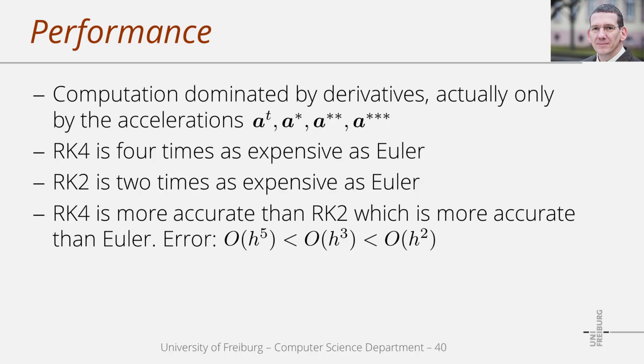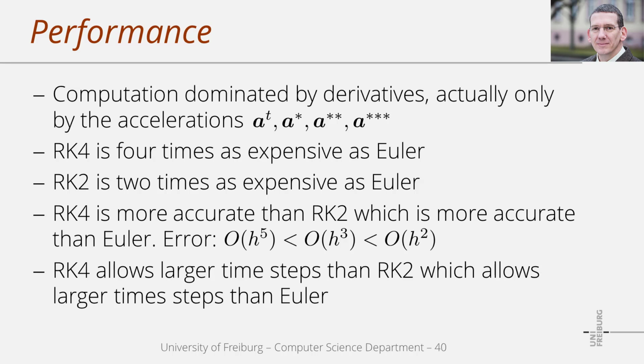On the other hand, we have seen that additional derivatives improve the error order. So Runge-Kutta 4 is more accurate than Runge-Kutta 2, which is often more accurate than Euler. And here we see the respective error orders of the discretization error. These differences in the error order have the potential for different maximal time steps that can be used with these schemes. So potentially the largest time step can be used in Runge-Kutta 4, while Euler requires the smallest time step.